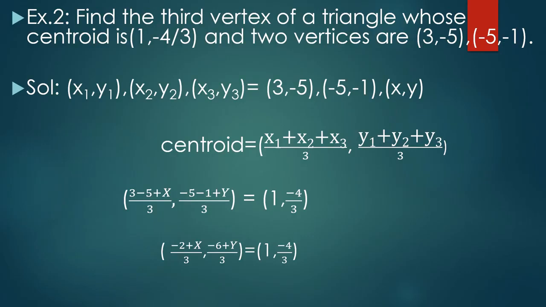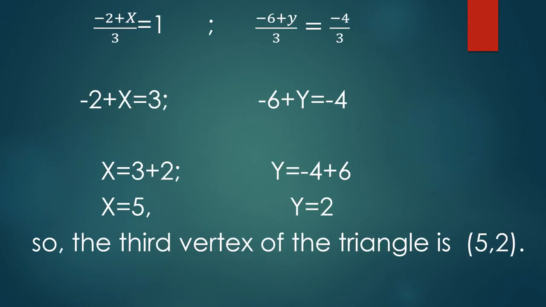Similarly, equating the y coordinates, (-6 plus y) by 3 is equal to -4 by 3. Both denominators are equal, so -6 plus y is equal to -4. So y is equal to -4 plus 6, that is 2. So x is equal to 5 and y is equal to 2. The third vertex of the triangle is (5, 2).